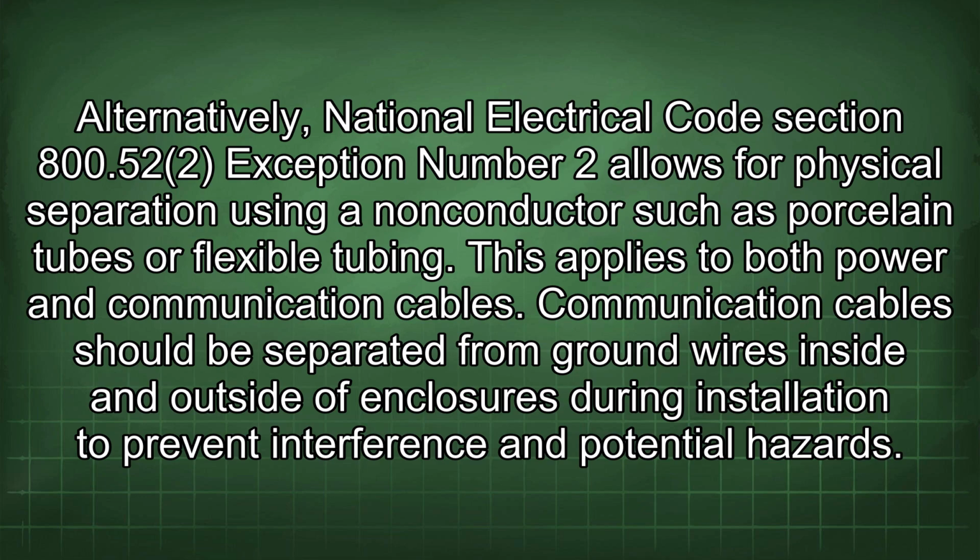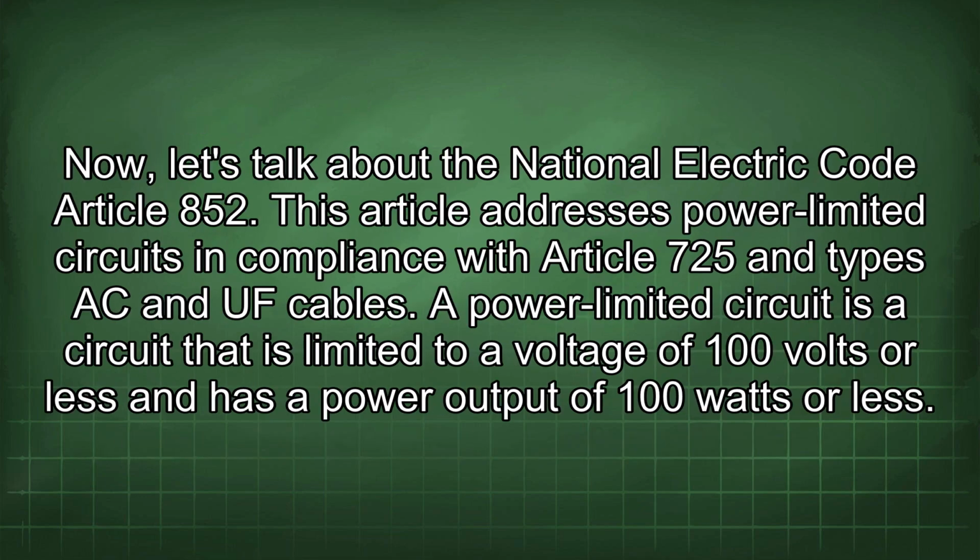Communication cables should be separated from ground wires inside and outside of enclosures during installation to prevent interference and potential hazards. Now let's talk about the National Electric Code Article 852. This article addresses power-limited circuits in compliance with Article 725 and types AC and UF cables. A power-limited circuit is a circuit that is limited to a voltage of 100 volts or less and has a power output of 100 watts or less.